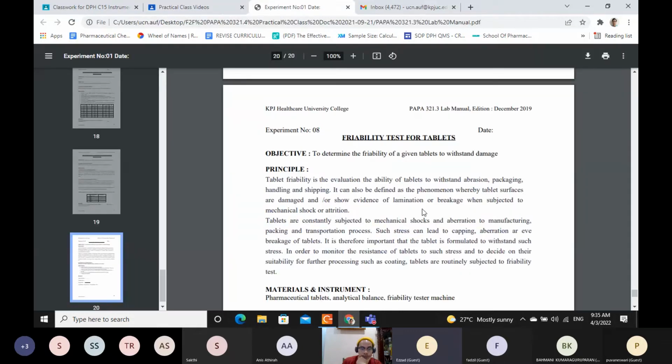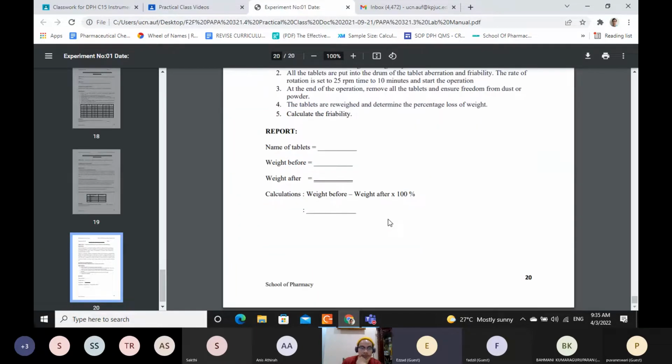Alright. So untuk friability test, that's basically it. Kamu hanya perlu determine the amount of weight loss. You express it dalam bentuk percentage. So this is how you report kalau kamu buat this test dalam lab.